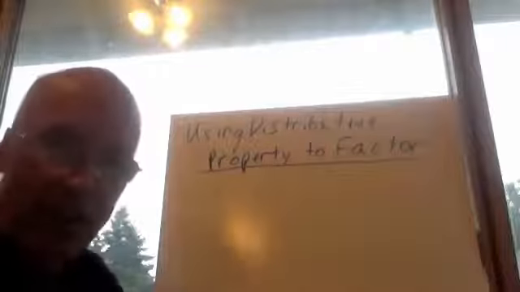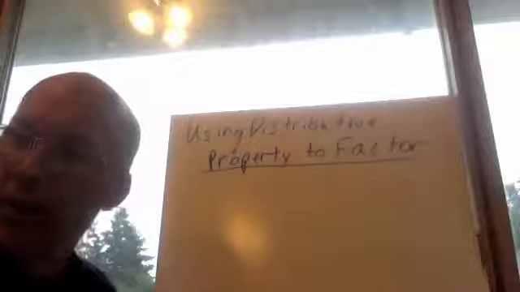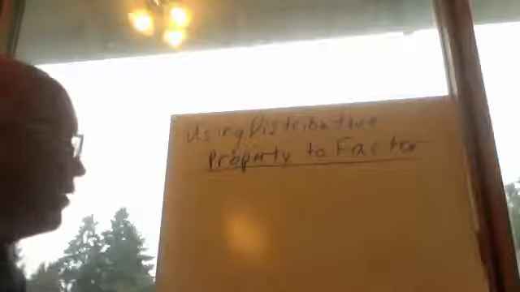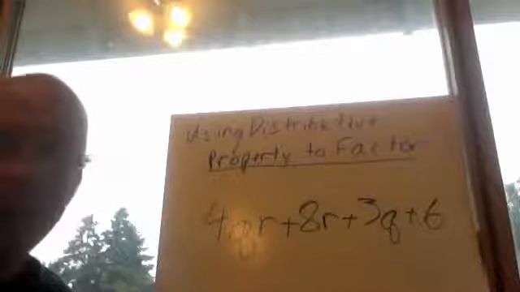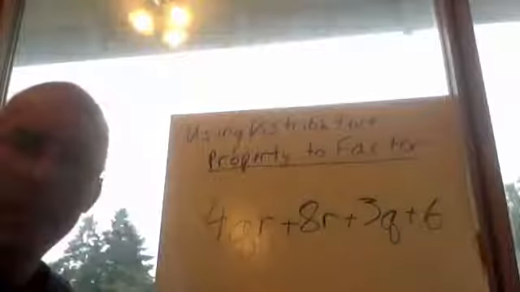The second part of this section, I have to say, at first glance, it's a little more confusing. They're going to give you, for instance, like 4 terms. Let's see. Example 2 says 4QR plus 8R plus 3Q plus 6. Now, when you look at that horrible looking thing, you just want to throw your hands up at first. There's nothing really in common in all of them.